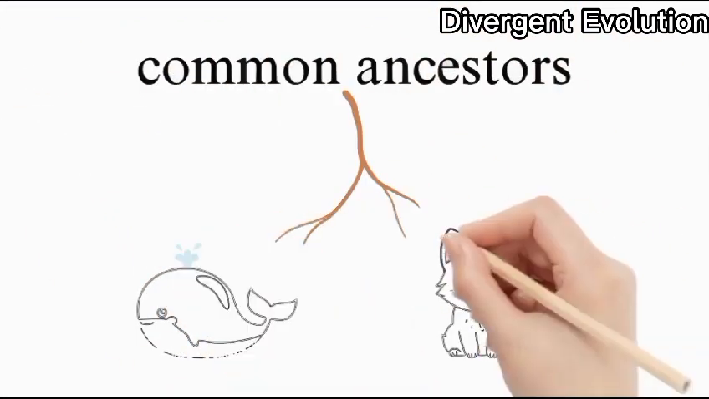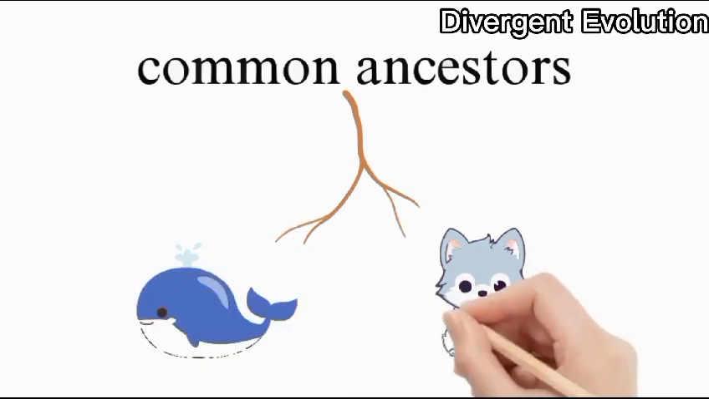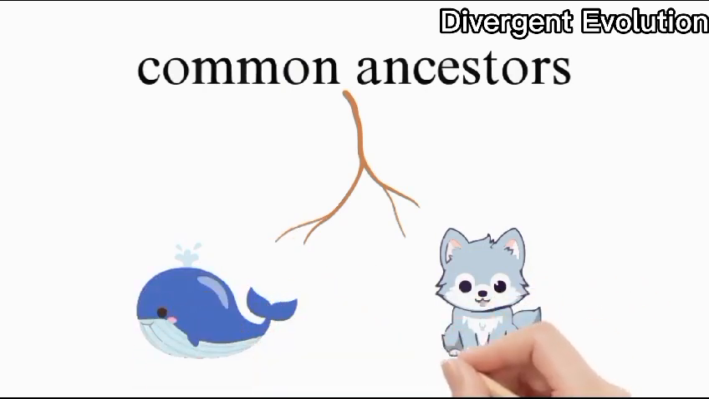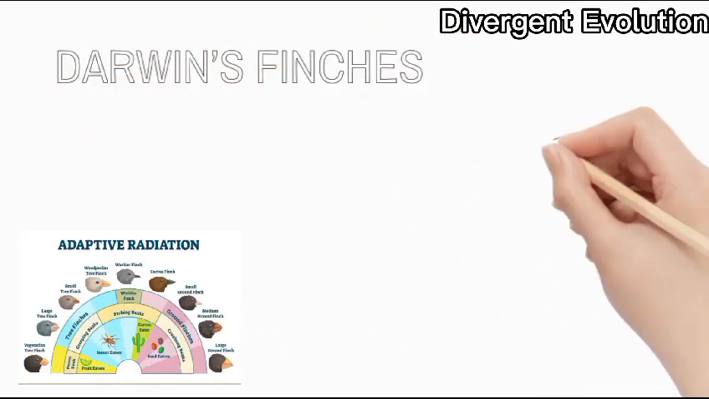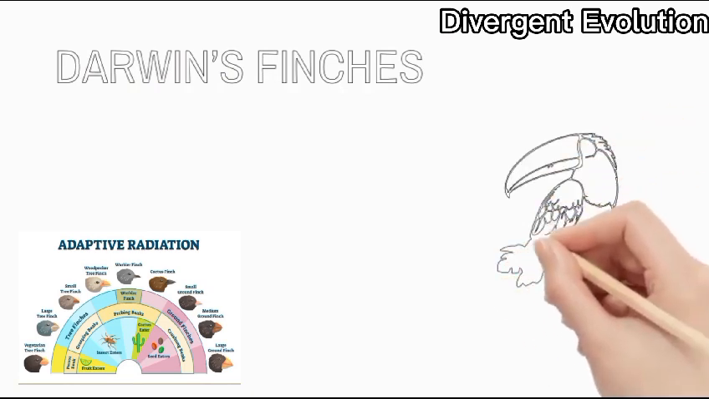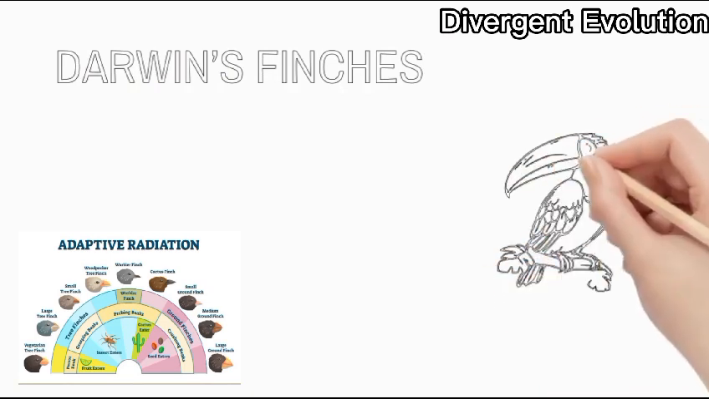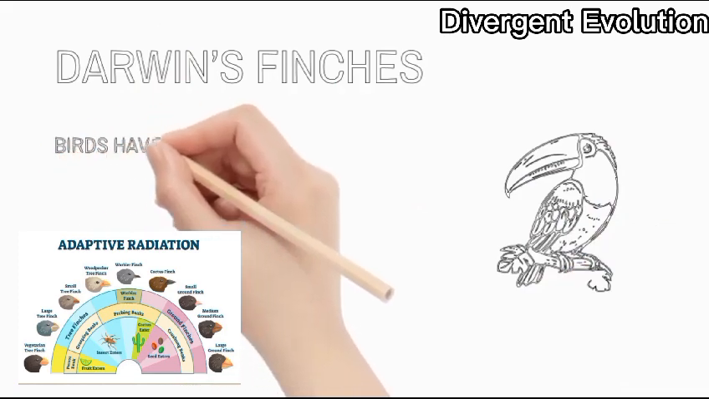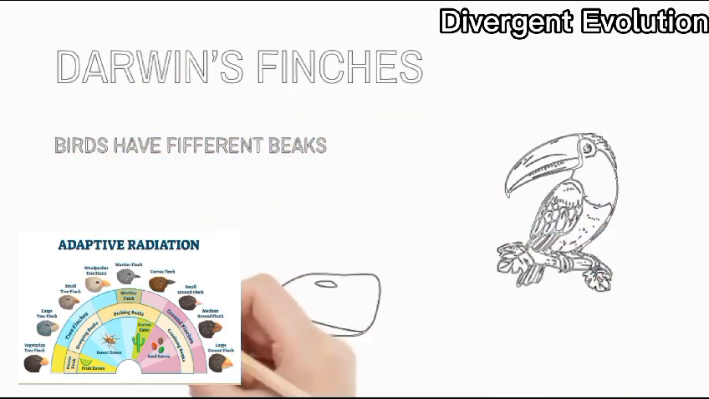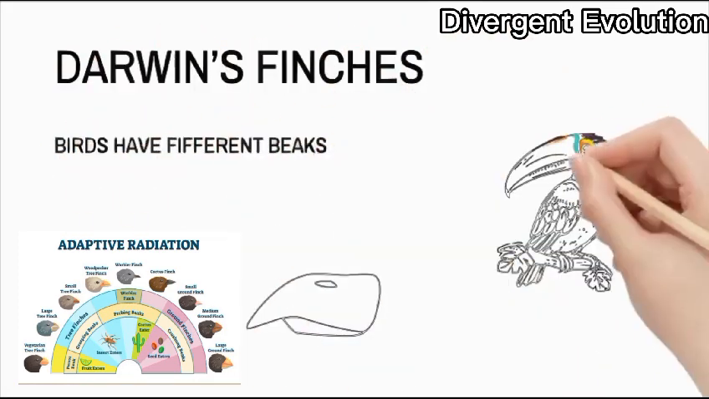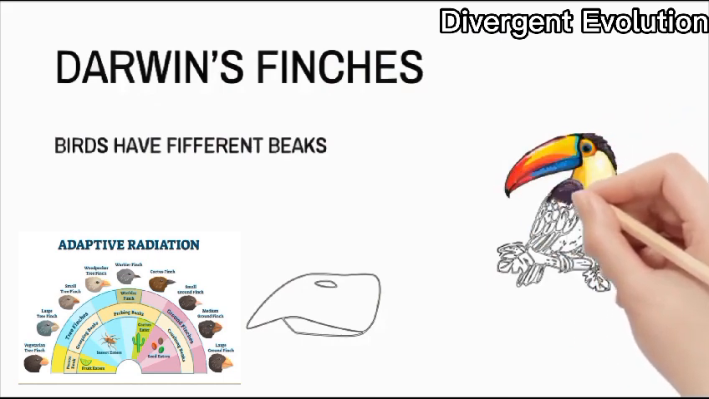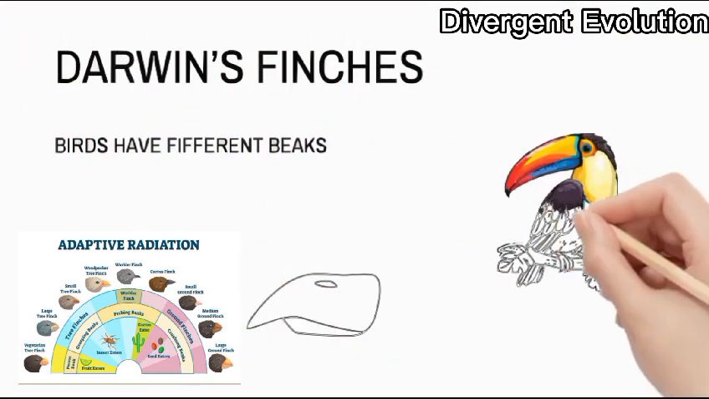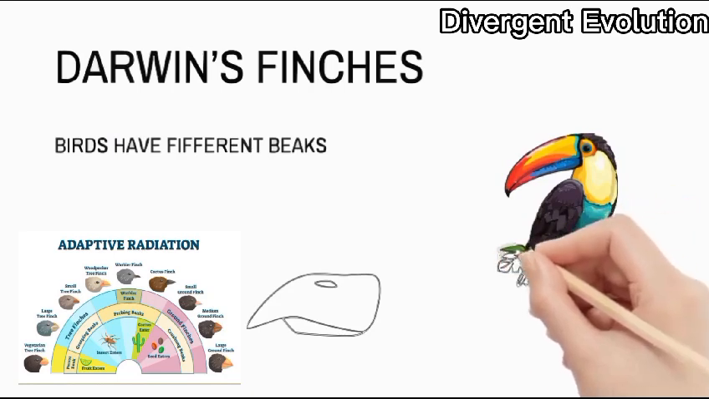The accumulation of genetic differences and the evolution of distinct traits and adaptations eventually lead to the formation of new species. For example, Darwin's finches evolved distinct beak shapes based on their feeding habits. They evolved from a single ancestral species into 14 distinct species with different beak shapes and sizes based on their feeding habits.